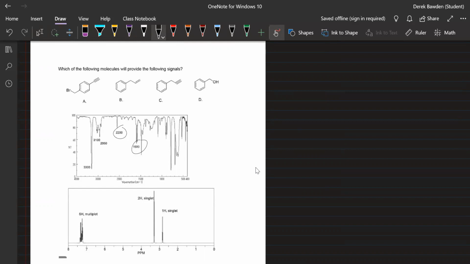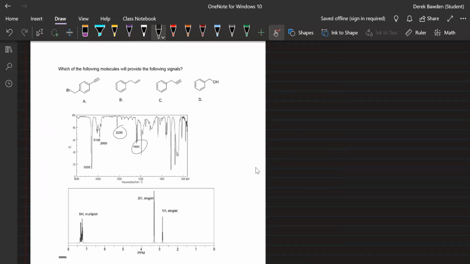Yep, perfect. SP. It can also be a benzene ring. Those are both within that range. But because it's so strong, I would assume an SP bond. So you can't assume a benzene ring, but all of these have a benzene ring. So we know we probably have a benzene ring. Well, all the answers have a benzene ring. We know that we have a C triple bond C and we have a C double bond C.